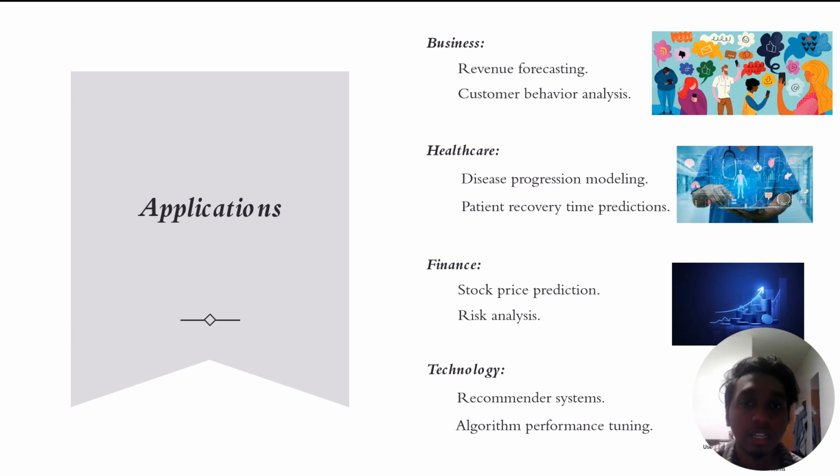Education. Linear regression is used to predict student performance based on factors like attendance, study hours, and previous grades. It can also identify at-risk students and help design plans to support them. Here's a thought-provoking question for you. Where else do you think linear regression could make a difference? Could it help predict climate change, streamline logistics, or even optimize marketing strategies? The possibilities are endless.